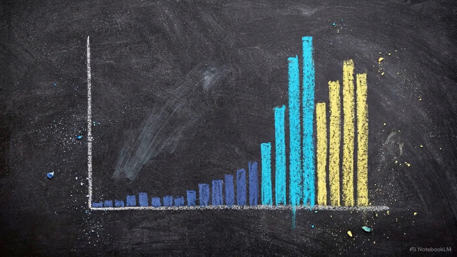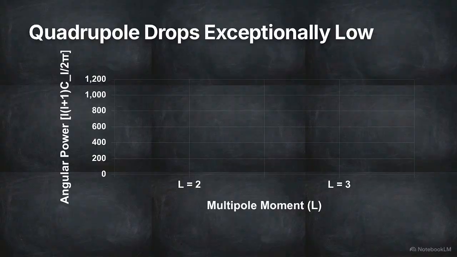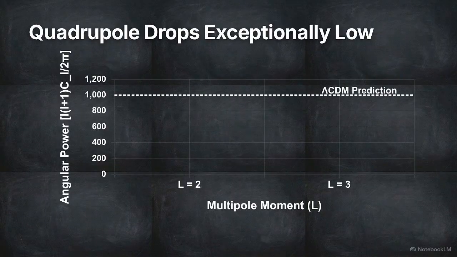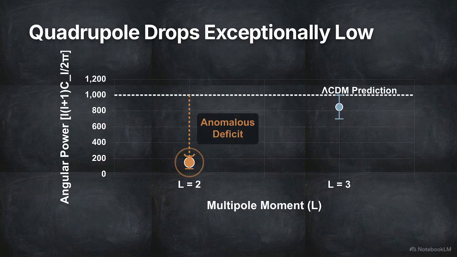Below L equals 30, the observed data points drop below the theoretical curve. The universe has less power here than expected. Look closely at the very edge. The quadrupole at L equals 2 drops exceptionally low.